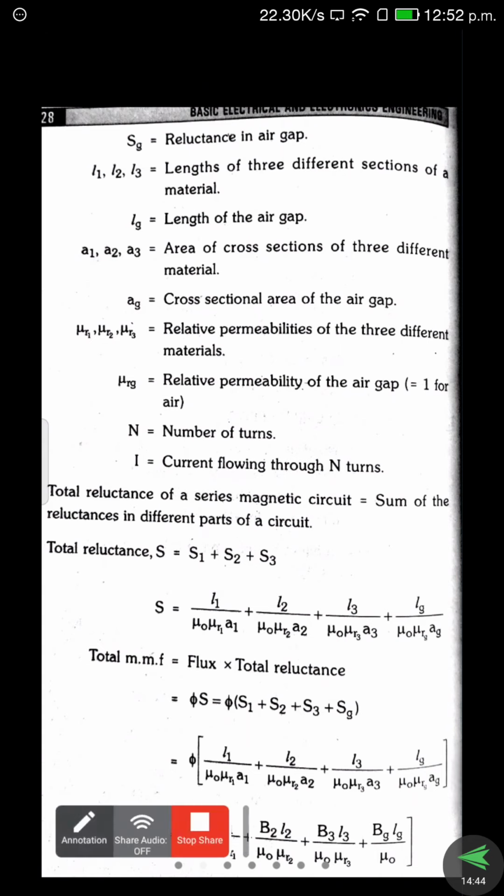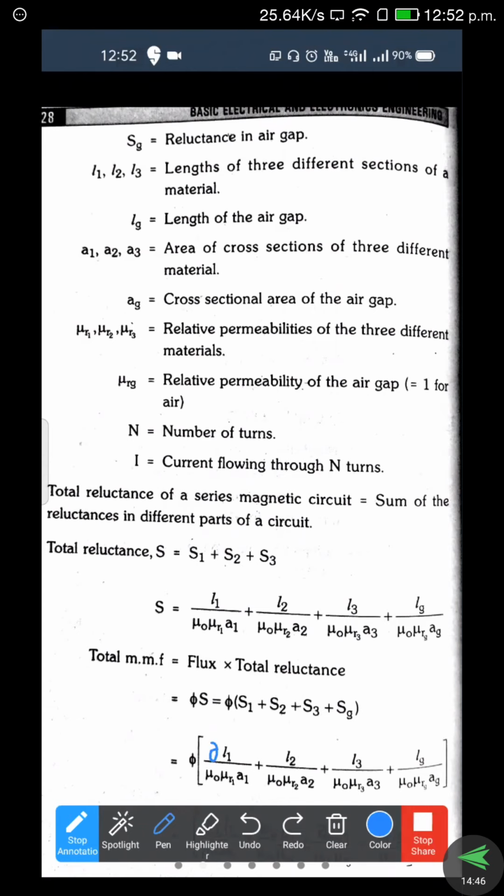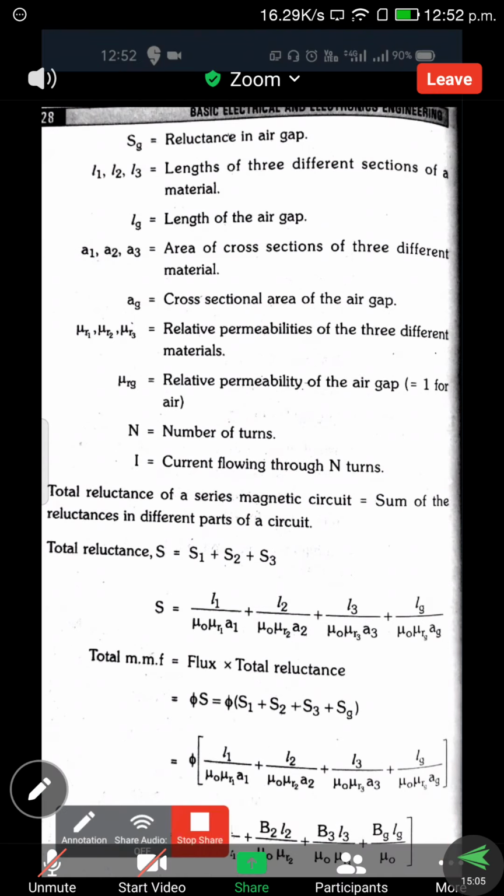If the equation becomes pi into L1 numerator, below pi into L2, pi into L3, pi into LG. So then what do we do in the next step? We are separating the terms of pi by A in a separate manner. So how can we separate? Simply, we can see here.